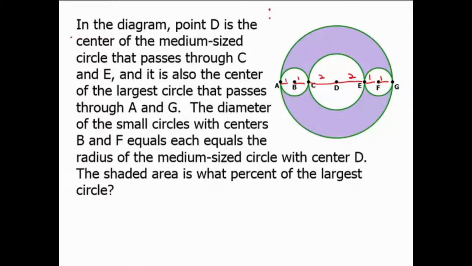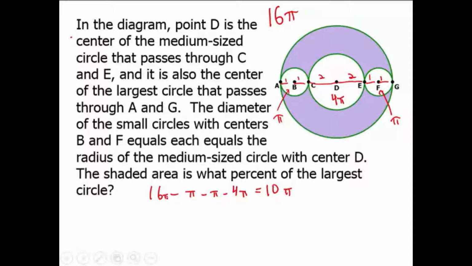So the entire circle has an area of 16 pi. And it has 3 holes in it. This is a hole with an area of pi. This is a hole of an area of pi. This is a hole with an area of 4 pi. So the shaded area would be 16 pi minus pi minus pi minus 4 pi, which would be 10 pi.